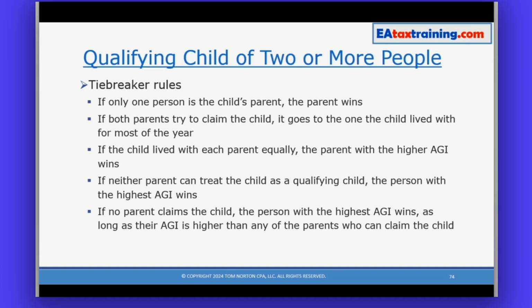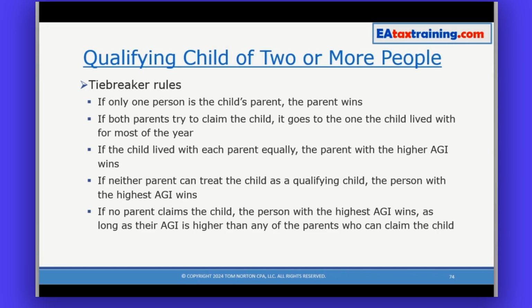If no parent claims the child, then the person with the highest AGI wins. But there is a proviso here. That is, as long as their adjusted gross income is higher than any of the parents who could claim the child. Now, you might be saying, what are they talking about? This sounds convoluted. The IRS is trying to keep people from playing games. So you could have a case where one of the parents could claim the child, but they make a lot of money. And if they make too much money, there is such a thing, then the child tax credit will do them no good, or very little good. They won't really get any benefit from the child tax credit.